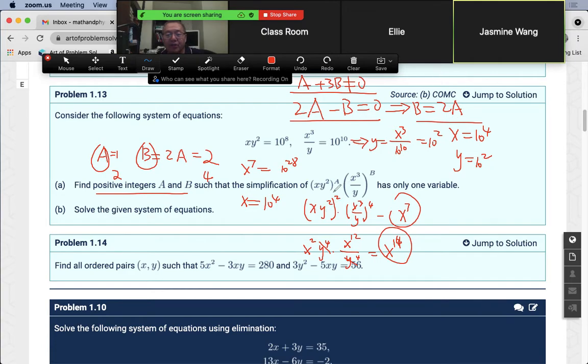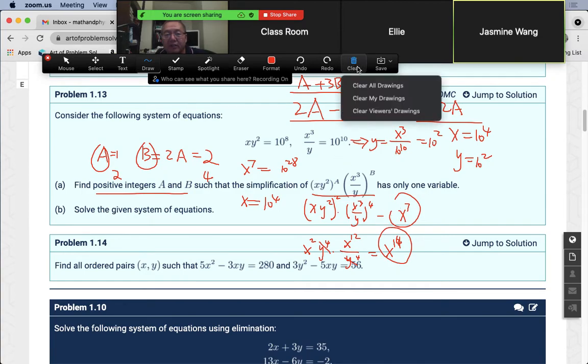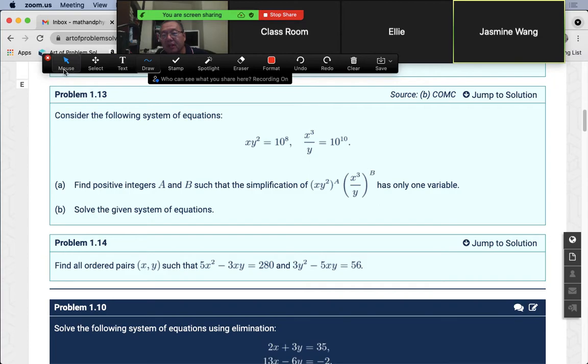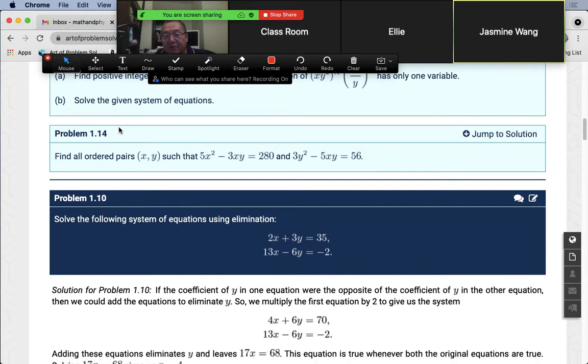Then you can see we verify if that's true, then this expression will always only be related to variable x. The y variable will cancel out. Okay? So this problem is a hard problem. Now let's see 14.